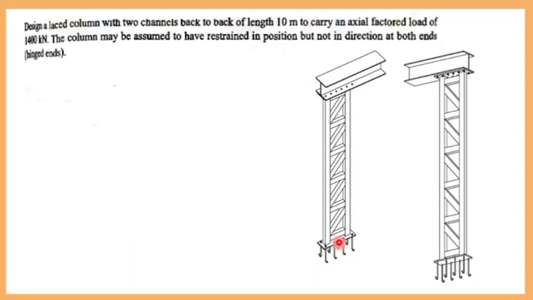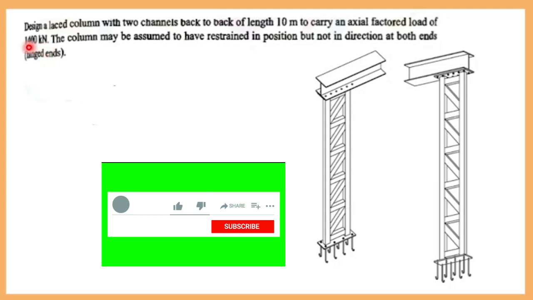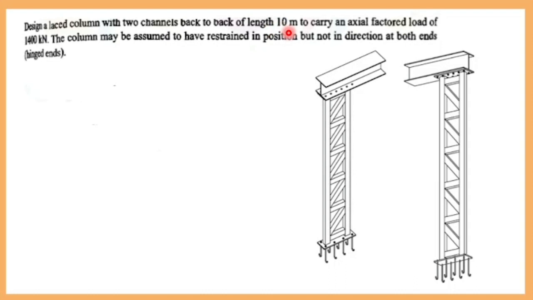From the bottom plate to the top will be 10 meter height, to carry an axial force of 1400 kilonewton. Now in the previous problem, check what the load was. 180 kilonewton. You can see that the load is very low in the previous problem. Now you have a load of 1400 kilonewton as well as a larger length. What was the length of the previous design? 3 meter. Now this length is 10 meter. If your length is increased, your column can buckle easily.